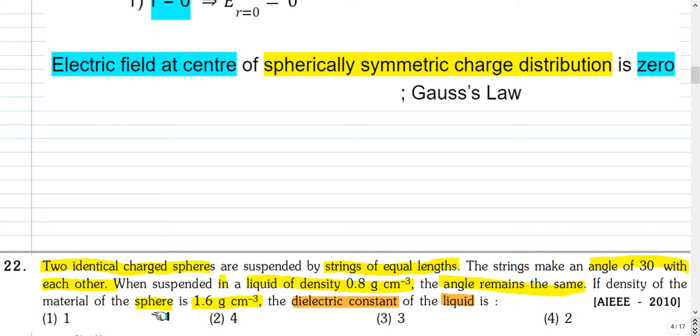So there will be an electrostatic repulsive force between the two spheres because they are like charges, and when suspended in liquid, there will be an additional buoyancy force. To draw the free body diagram of this sphere, the forces acting will be its weight mg, and since it's connected to a string, there will be a tension force, and there will be an electrostatic repulsive force and a buoyancy force. You can pause and attempt this question.